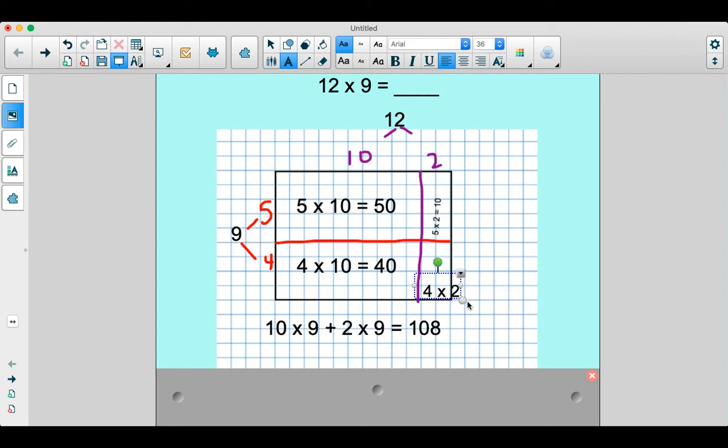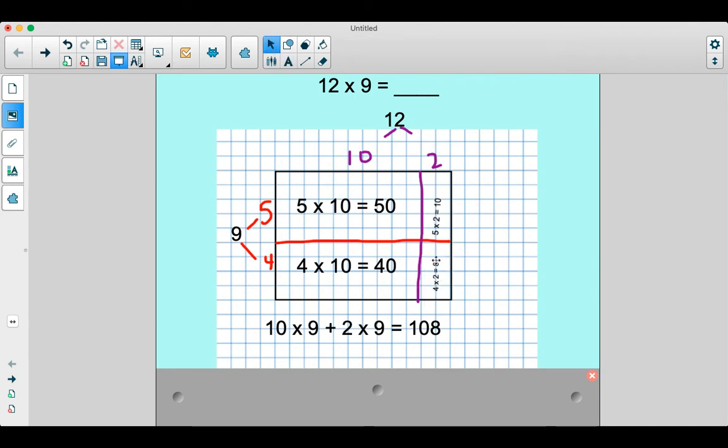Did anybody do that? Maybe, maybe not. But let's see if we get the same answer as last time. Let's see if we get 108 if we add up all the pieces together. So we've got a 50 and a 40, a 10 and an 8.